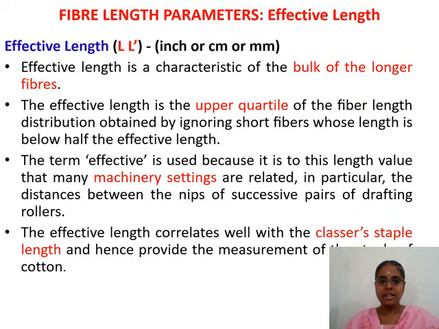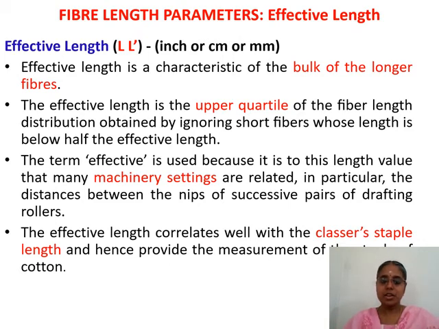This effective length is a very useful characteristic, and it is approximately, or statistically, your upper quartile length after removing the short fibers whose length is below half of the effective length. The term effective is used because this is the length which you use for your settings in your machinery, especially your draft roller settings.